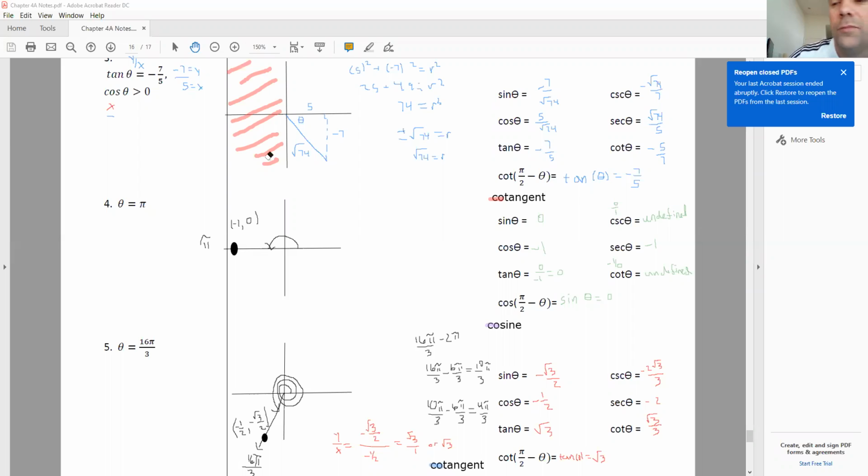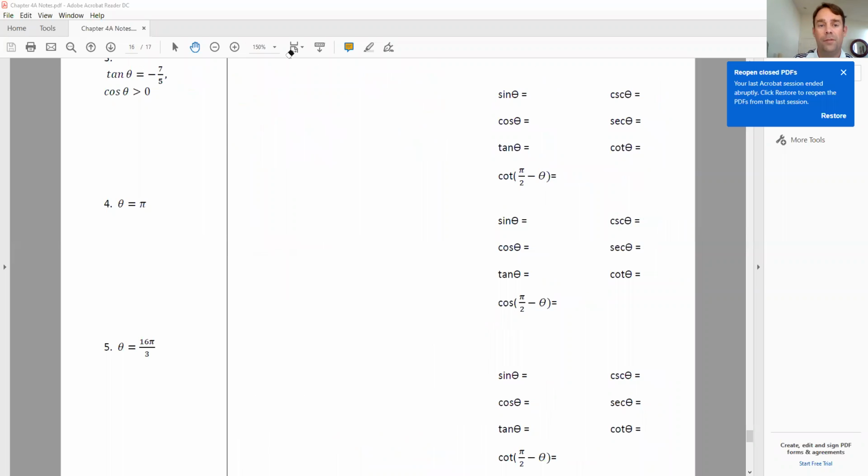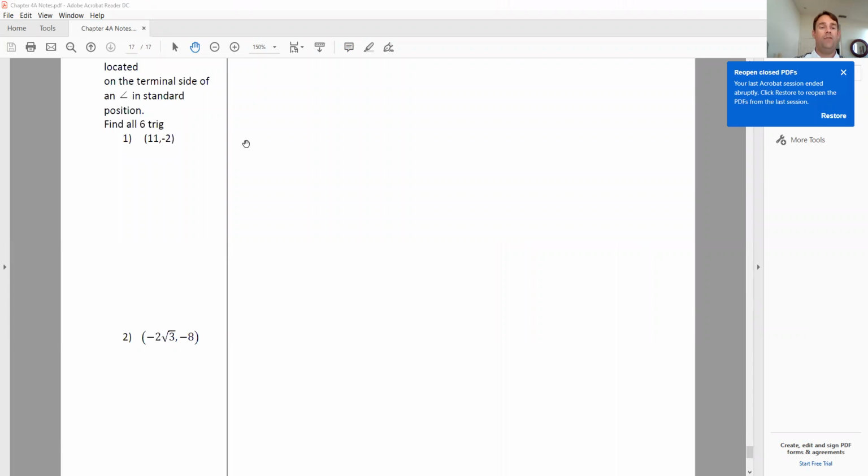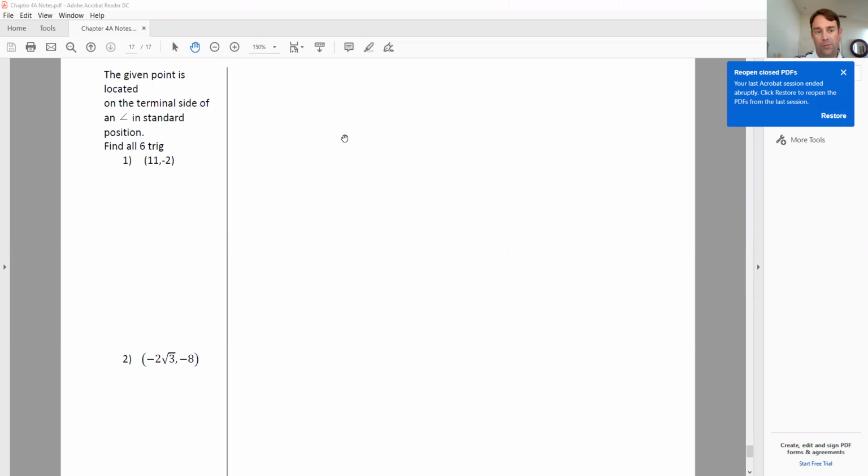All righty. So we're just about done here. Got a couple more things to look at here. And then we will be good. All right, so our final two problems deal with what happens if we have a terminal point. In other words, we have some graph where I'm giving you the x and y. So 11, negative 2. So we've got to figure out where 11, negative 2 is. So that would be about here.